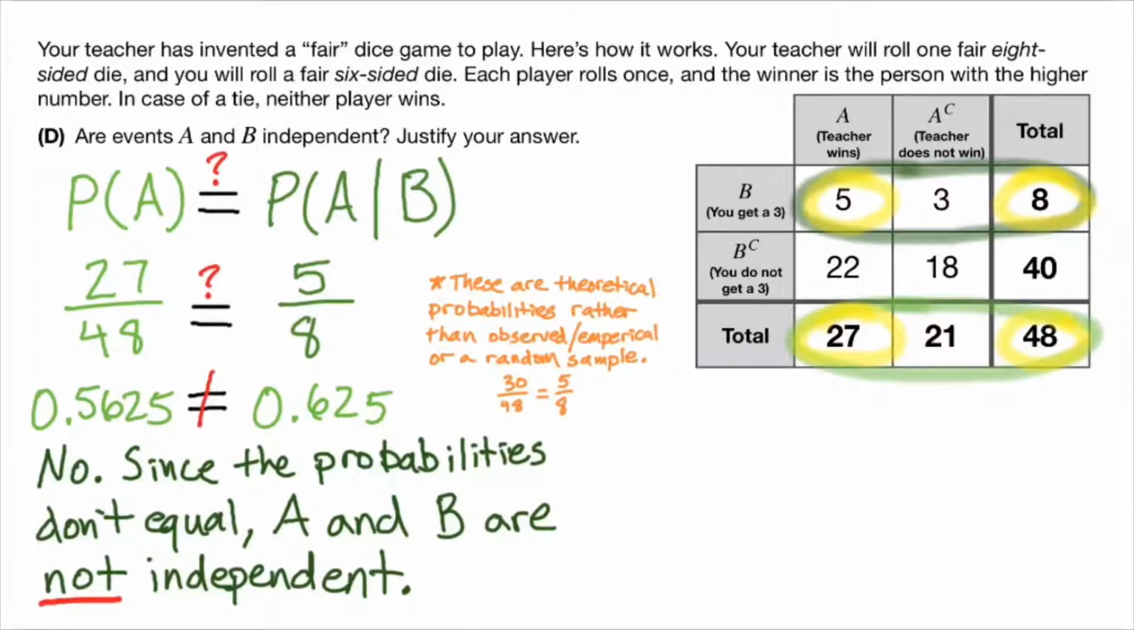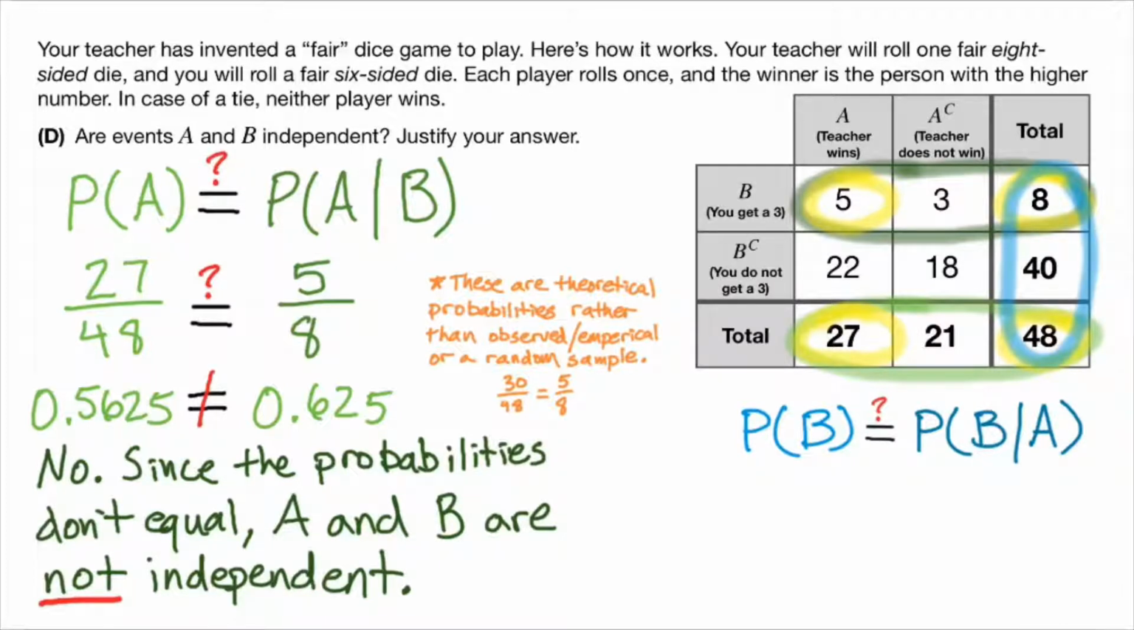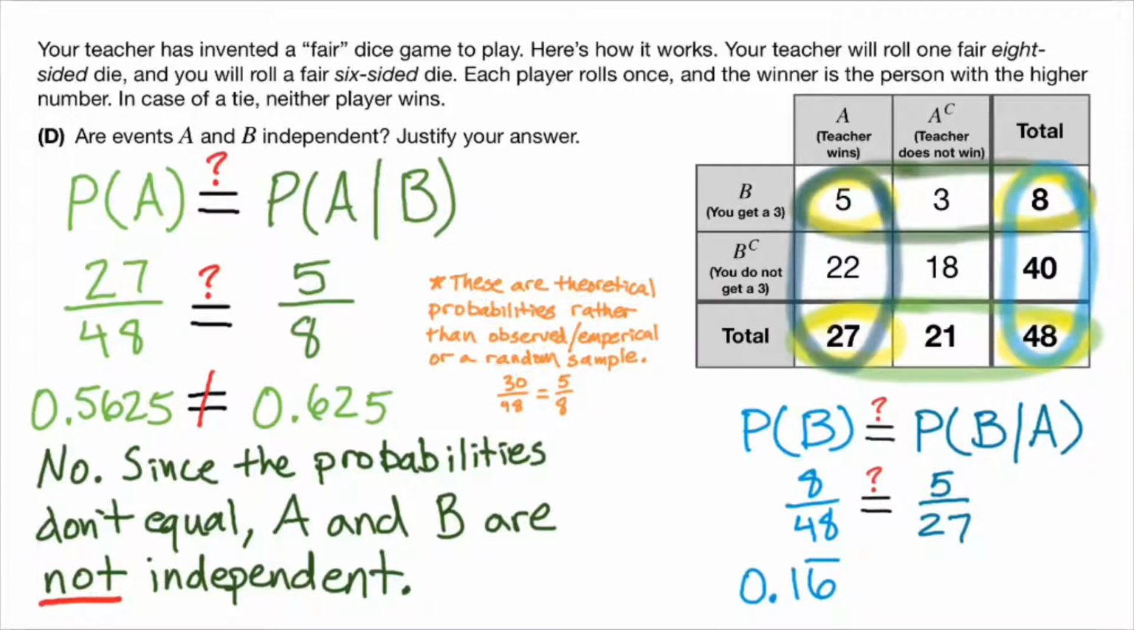Now, you could do this the other way. You could compare the probability of B to the probability of B given A. You would end up with this vertical oval, 8 over 48, and we would be comparing it to 5 over 27. So 8 over 48 is 0.16 repeating, and 5 over 27 is 0.185 repeating, and those do not equal for those same reasons, because again, these are theoretical probabilities. Though they are close, there's just a little bit of a dependency there. So again, we say no, the probabilities don't equal, so A and B are not independent.